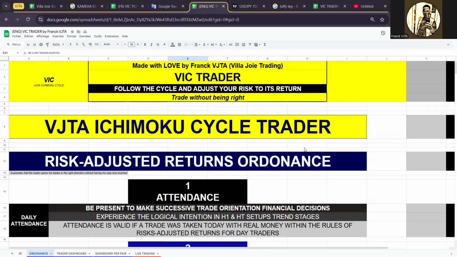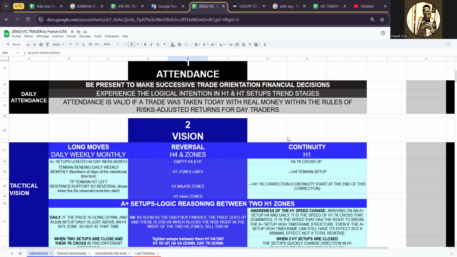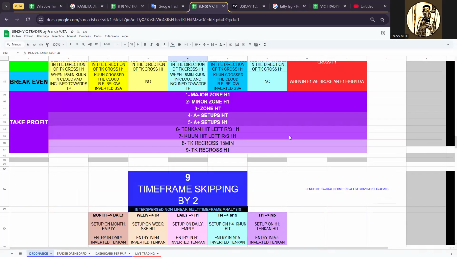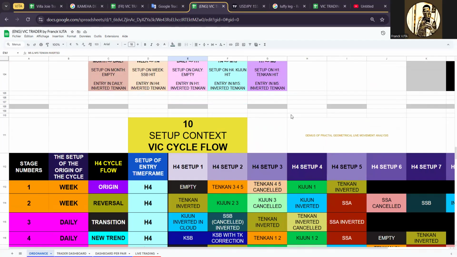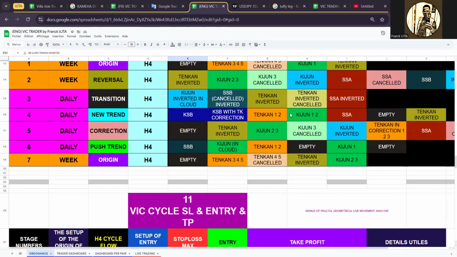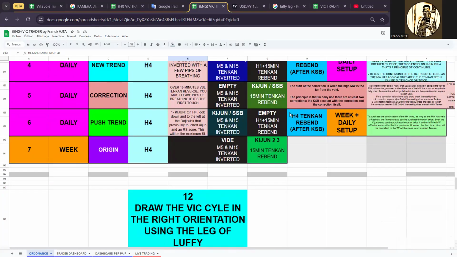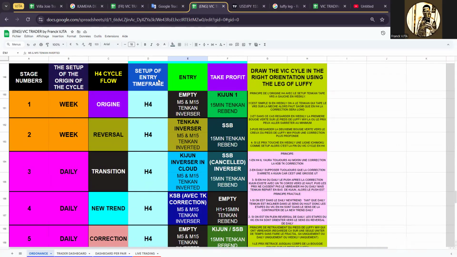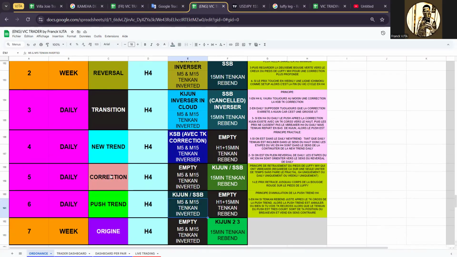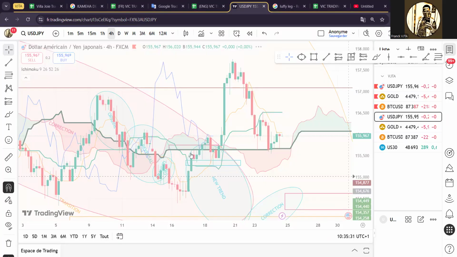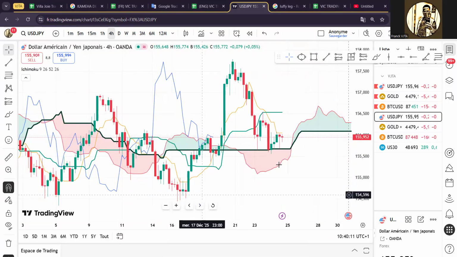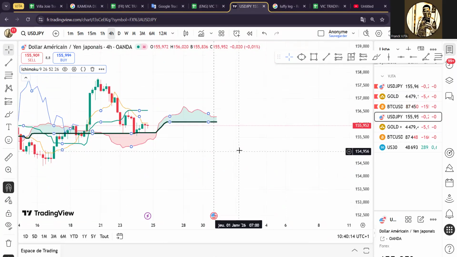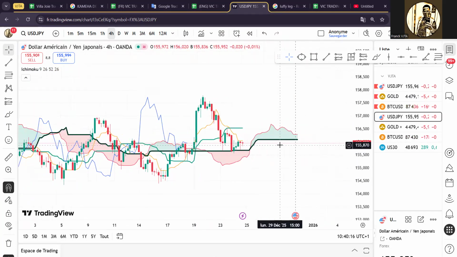So let's now talk about the vegetation cycle, how to draw the stages in the right direction. So we have some principle. The most important part on the vegetation cycle is the correction. Let's talk about the correction now.